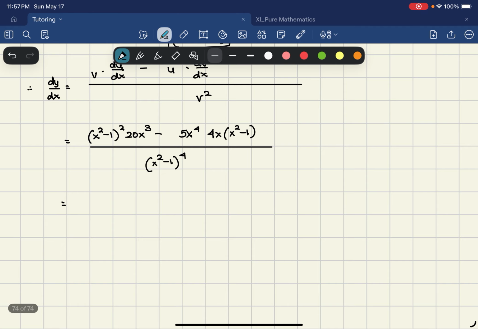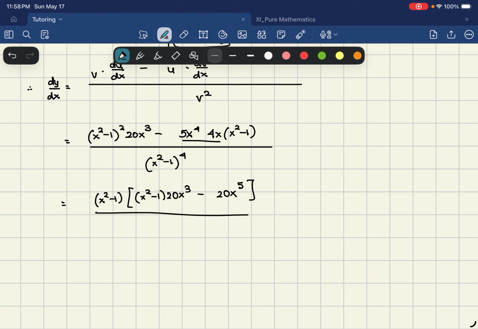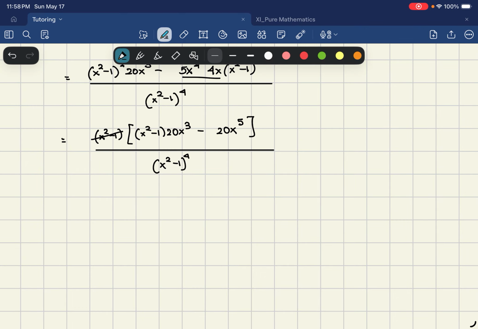So my first term, I will factor out x squared minus 1. I have (x squared minus 1), 20x to the power 3, right? So if I factor out x squared minus 1 from my numerator, I have this in my first term, minus 5 4s are 20x to the power 5 is left here, and this got factored out, right? And in my denominator, I have (x squared minus 1) to the power 4. And this can be cancelled out. So I have effectively (x squared minus 1), 20x cubed times (x squared minus 1) minus 20x to the power 5, divided by (x squared minus 1) to the power 3.